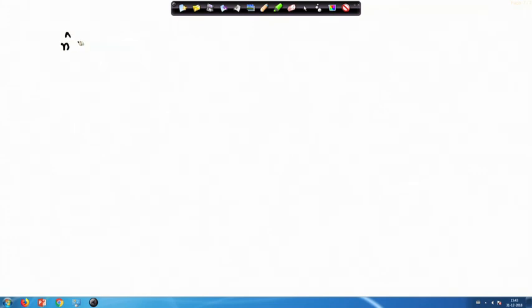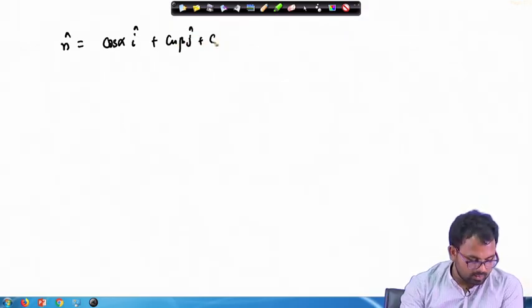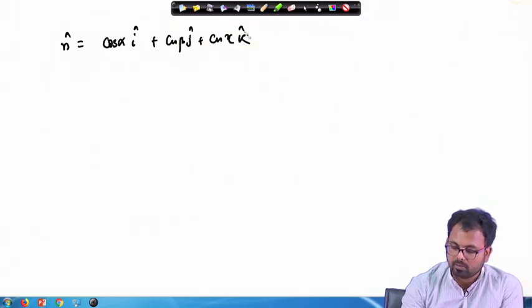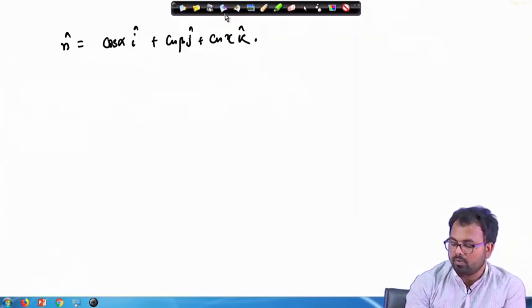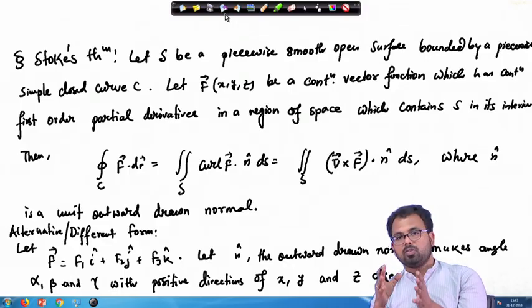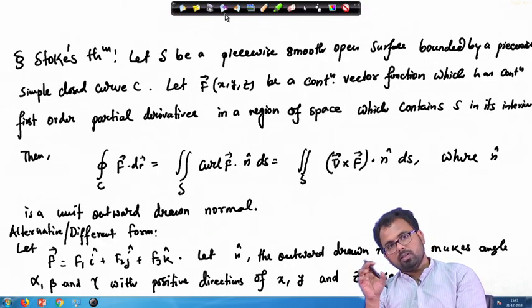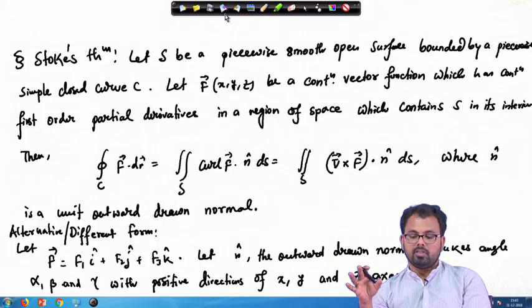As cos alpha i plus cos beta j and cos gamma k. And we know that curl of F, if F has 3 components, is basically a cross product which can be determined by the determinant i j k, del x del y del z, and then F1 F2 F3, and then we calculate the determinant.